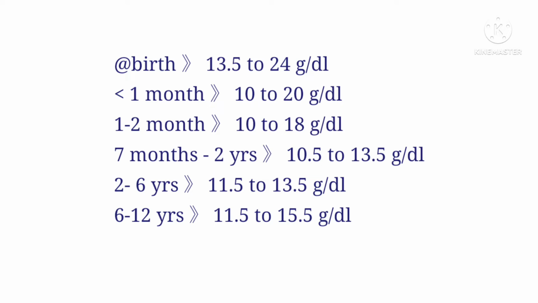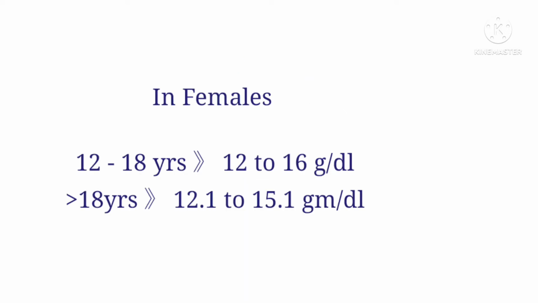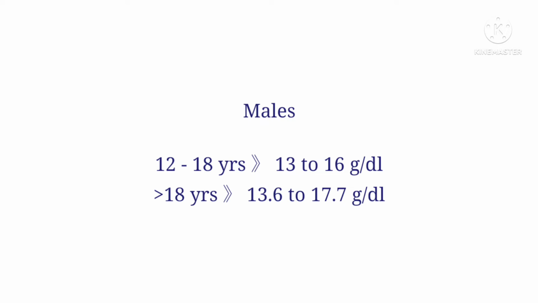6 to 12 years 11.5 to 15.5 gram per deciliter. Females 12 to 18 years 12 to 16 gram per deciliter. Females more than 18 years 12.1 to 15.1 gram per deciliter. In males 12 to 18 years 13 to 16 gram per deciliter. Males more than 18 years, the hemoglobin level is 13.6 to 17.7 gram per deciliter.